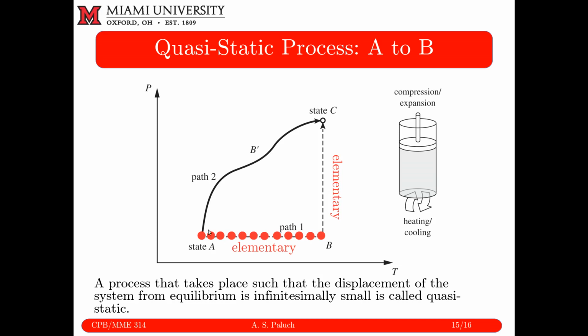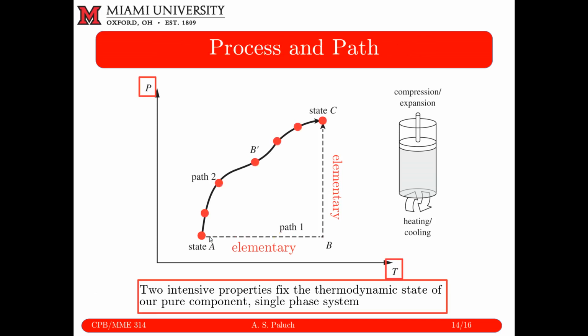So in a quasi-static process, if I go back to this one, in my elementary process I could go from A to B, and when I go from A to B, I'm going to be exchanging heat with my surroundings. I can think of it as some thermal bath at some high temperature. So my system will exchange heat with that reservoir until it reaches the temperature of state B.